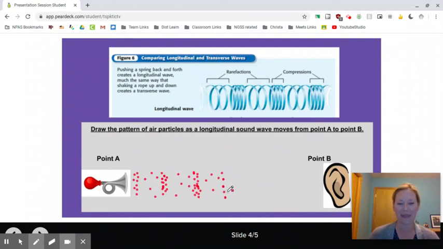I feel like I'm playing a video game. Okay, so I'm going to continue this across the page. So right here, I'm going to draw, this is a compression. I'm going to put a C. Whereas this space right here, there aren't very many of them in that area. That's a rarefaction. And if you follow a pattern, it goes compression, rarefaction, compression, rarefaction, compression, rarefaction. You should do this all the way across from the horn to the ear so that you're showing that you see what air particles are doing.